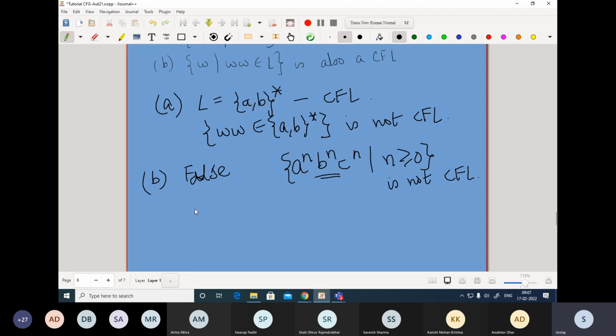Okay, so let me just give you this language. I'm saying L is equal to A to the I, B to the I, C to the J, A to the J, B to the L, C to the L. And I'm saying I, J, L, let's say, are all greater than or equal to 0. So can you complete the proof from here?